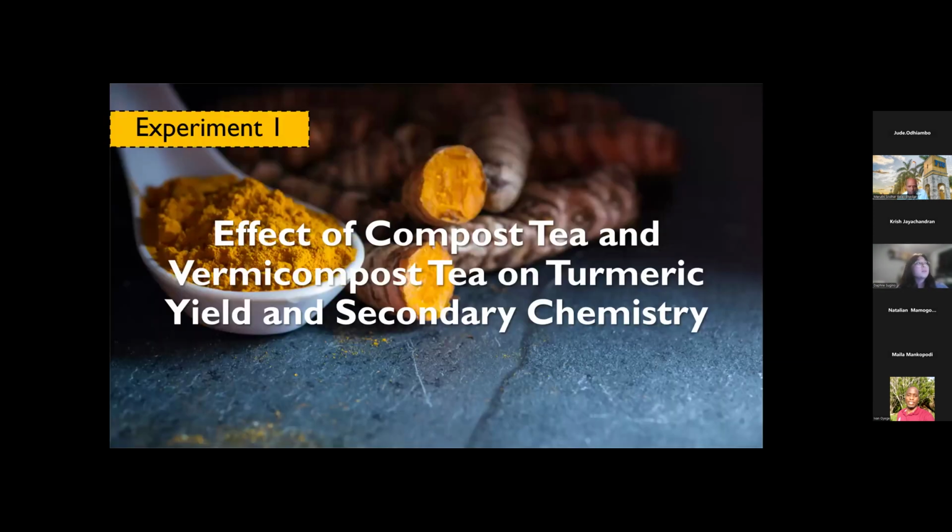So for my first experiment that I'm going to be talking about, and again, I'm just going to give a summarized version of each one. So if you have any questions about anything, please let me know. The first one is titled The Effect of Vermicompost Tea and Compost Tea on Turmeric Yield and also Secondary Chemistry.